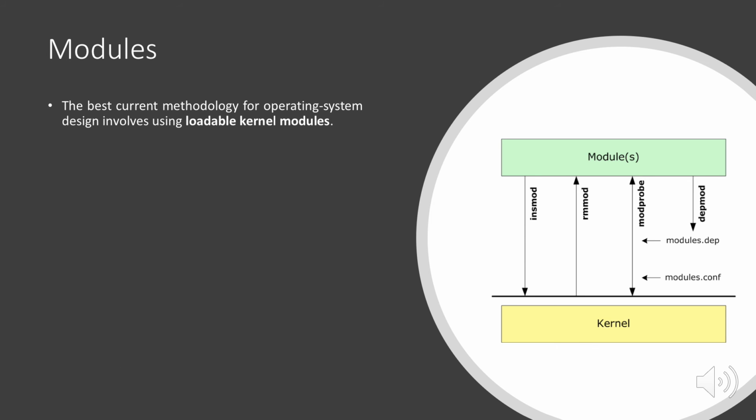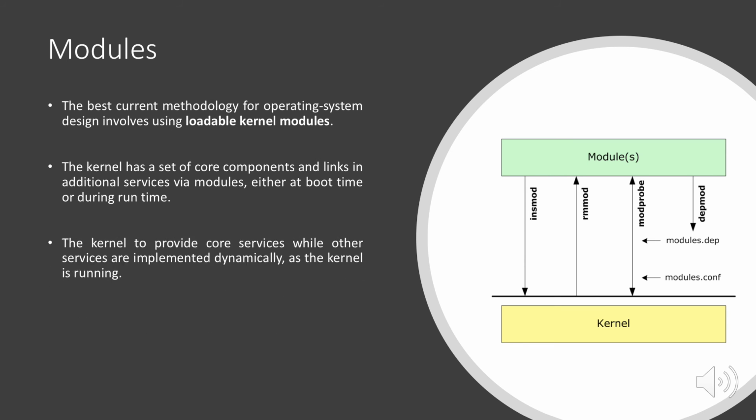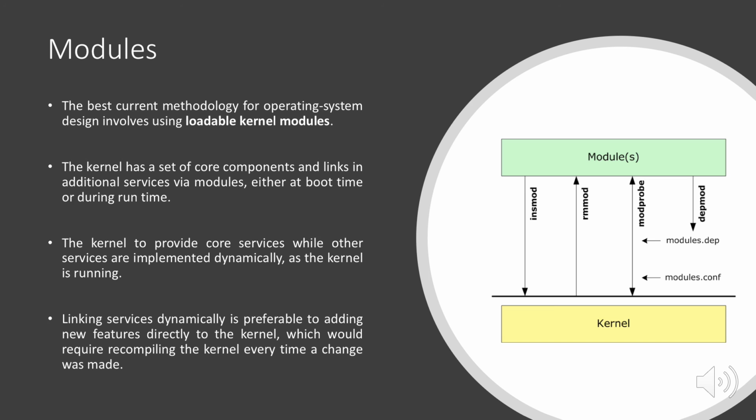The best current methodology for operating system design involves using loadable kernel modules. Here, the kernel has a set of core components and links in additional services via modules, either at boot time or during runtime. The idea of this design is for the kernel to provide core services while other services are implemented dynamically as the kernel is running. Linking services dynamically is preferable to adding new features directly to the kernel, which would require recompilation of the kernel every time a change was made.